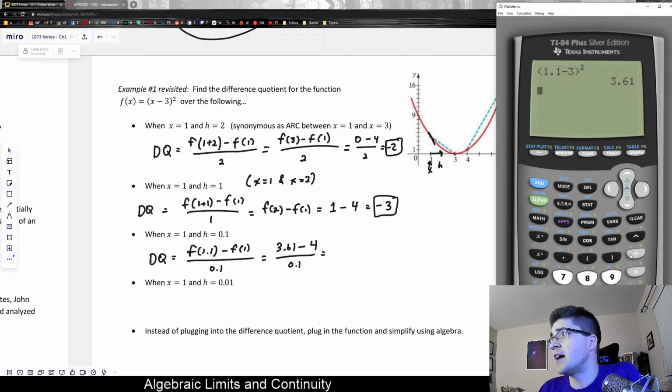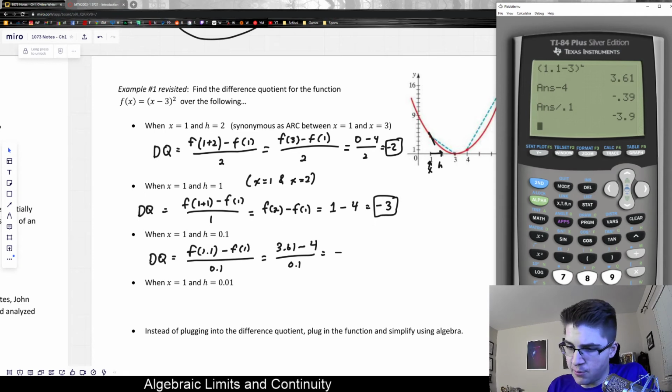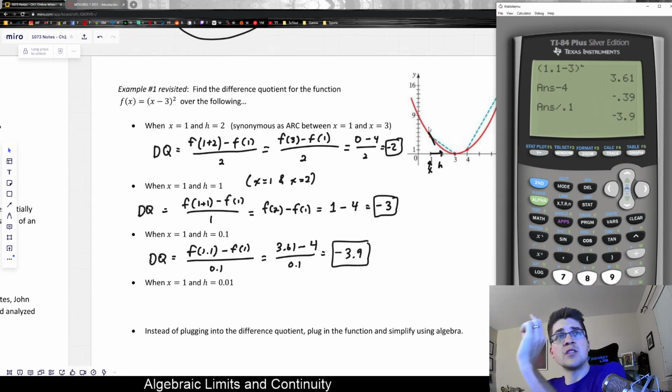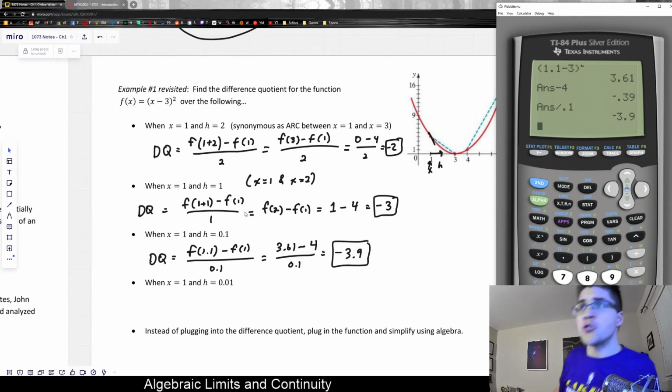So if I go ahead and divide that, I need to subtract 4 and then divide by 0.1. But that would give me an average slope of negative 3.9. And again, as we get closer and closer together there, you can see that it seems to be getting a little bit steeper. But the question is, is there a limit to the slope, and what would happen as I get closer and closer? And you can see how limits play into this in the math, and why limits are crucial. But let's go ahead and take it another step further.